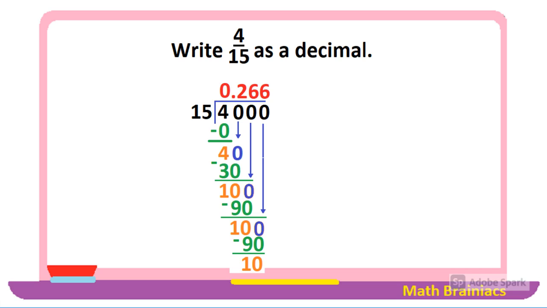100 divided by 15 will give us 6. And 6 times 15 will give us 90. Do you notice it? Correspondingly, the quotient of 4/15 is 0.2666, where the 6 is repeating. Instead of writing 6 all over again, we can write the answer as 0.26 with a bar notation. This means that 6 is repeating.